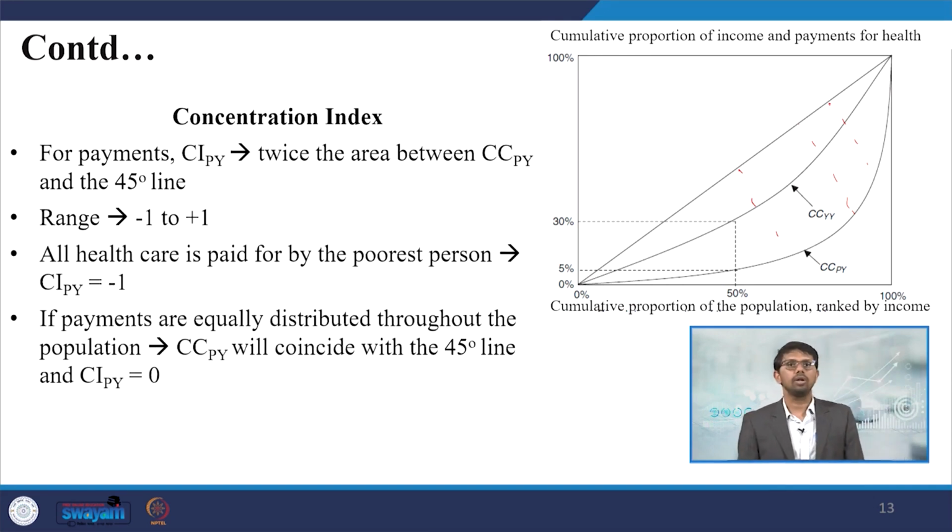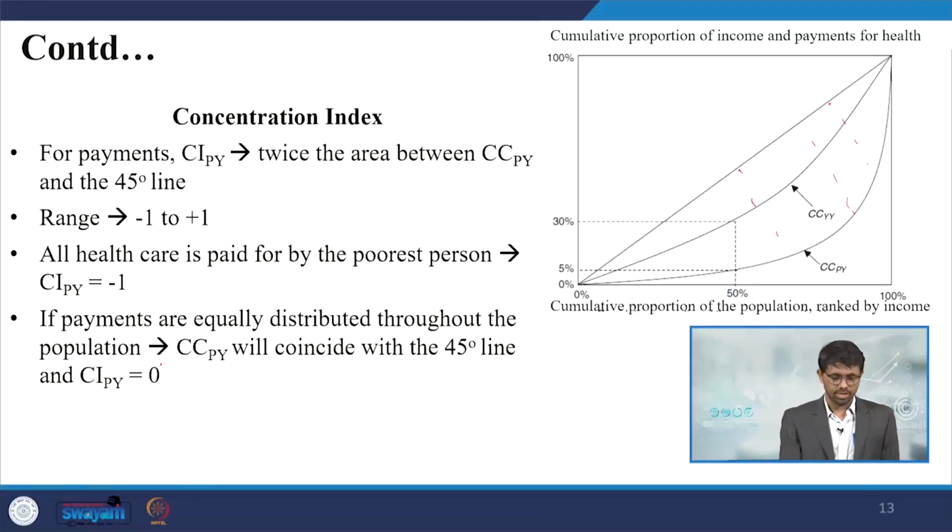That means that all healthcare is paid for by the poorest person. That will be at the extreme end, that is, the concentration index CI of PY, payment for healthcare, will be -1. And if payments are equally distributed throughout the population, then of course it will coincide with the 45-degree line, and hence the concentration index CI of PY is equal to 0.